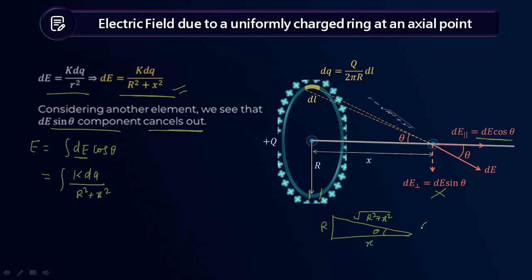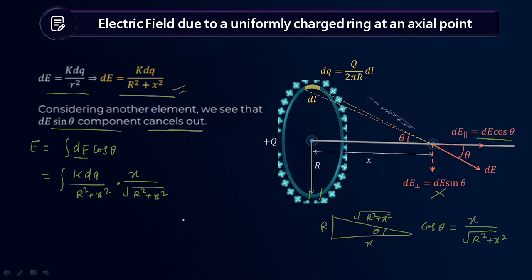So if I want to write cos theta, can I say cos theta will be equal to x upon root under of r square plus x square? Yes or no? So put the value. So it will become how much? X divided by root under of r square plus x square.